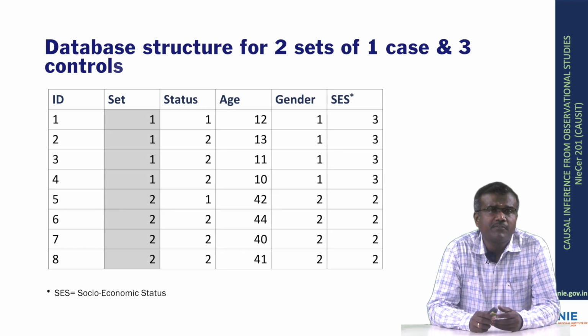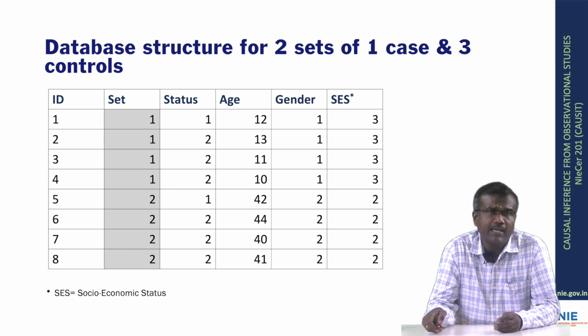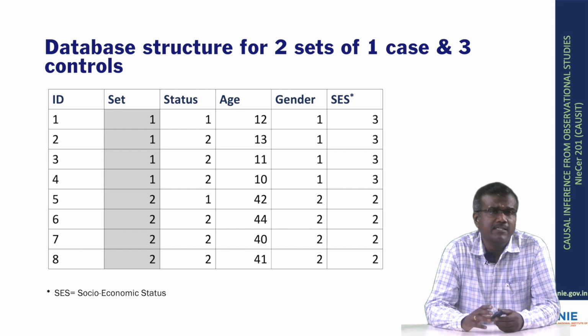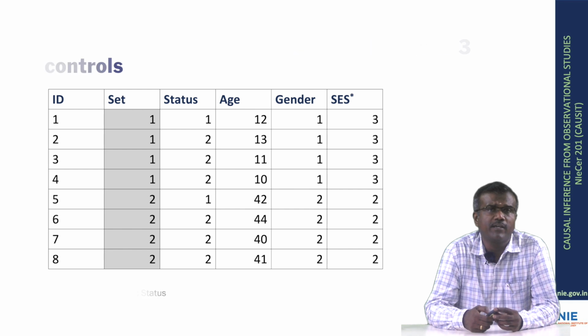For example, if it is set 1, the case status is indicated as 1 and the control status is indicated as 2, 2, 2 for that set number 1. For set number 2, similarly, the case status is 1 and the other 3 get the status of 2, 2, 2, which is control. Therefore, there are 2 sets in this slide, and we are talking about set as the link variable when it comes to a matched case control study involving sets.